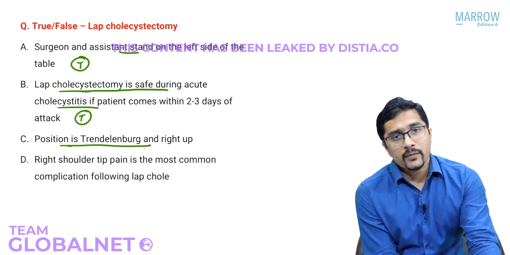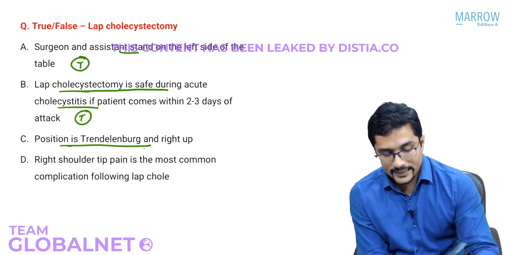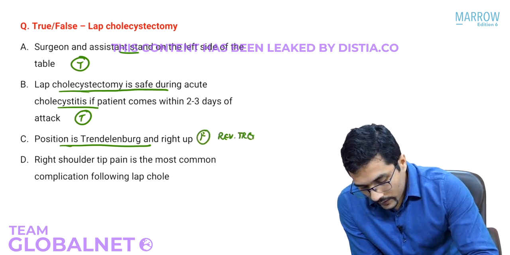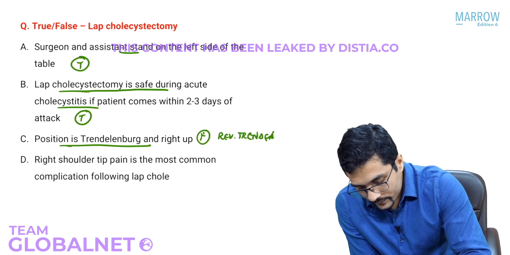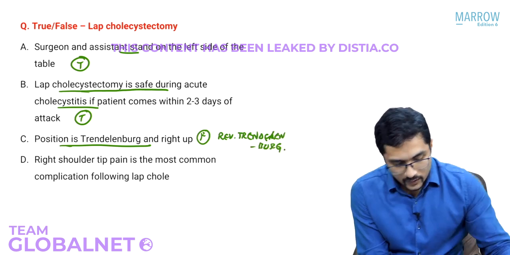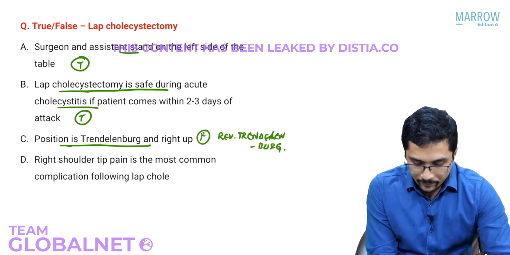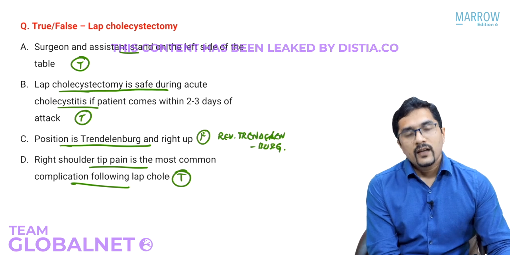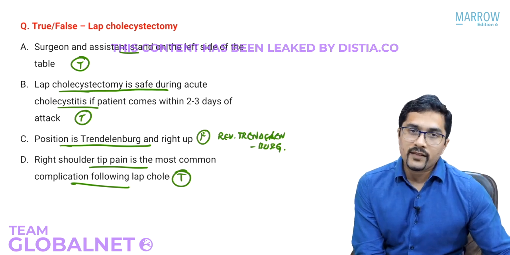Position is Trendelenburg and right side up. False. It is reverse Trendelenburg and right side up. Head end is up, foot end is low. Right shoulder tip pain is the most common complication following lap chole. This is also correct. So this was regarding the module on minimally invasive surgery.